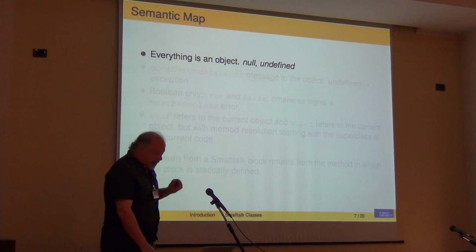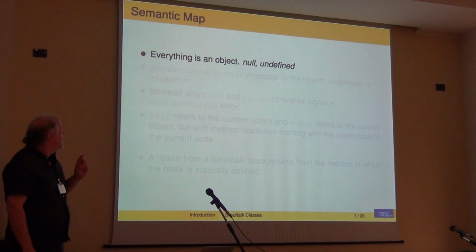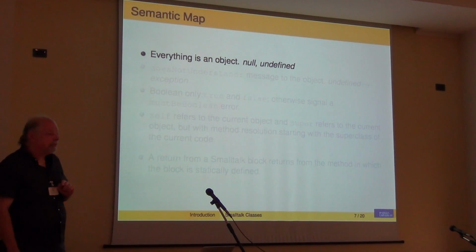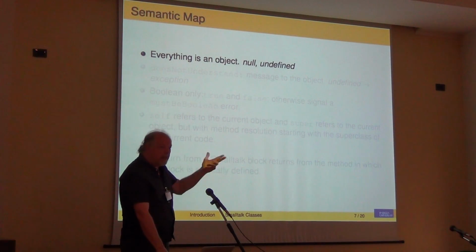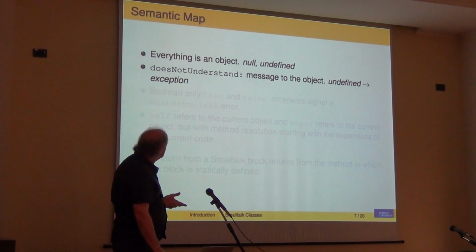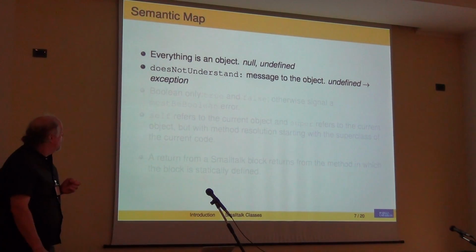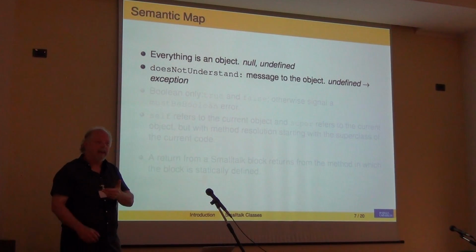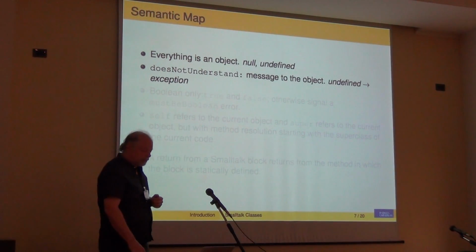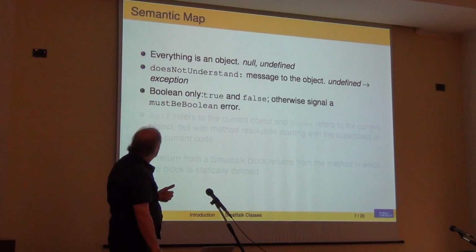Okay, so the semantic map. Everything's an object in JavaScript, just like it is in Smalltalk, except null and undefined. Null is used in a few things. Undefined is what things are if they've never been defined. So if you create a new object and you reference a field and that field isn't found, its value is undefined. There is no such thing as does not understand in JavaScript. What will happen is that when you reference the field as a function, you'll get undefined back. When you try and call that as a function, you'll get an exception, which you can trap, but not in a useful way.